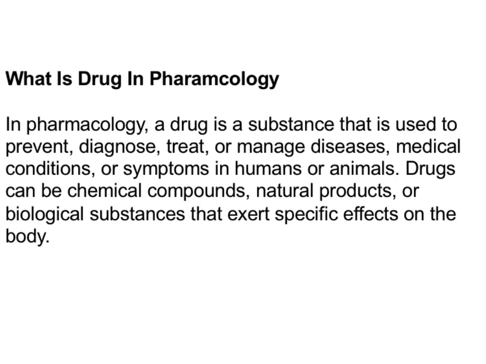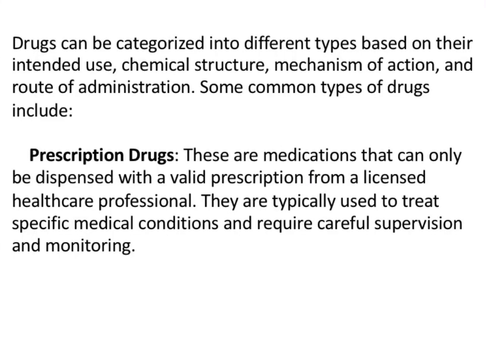What is a drug in pharmacology? A drug is a substance that's used to prevent, diagnose, treat, or manage diseases, medical conditions, or symptoms in humans or animals. Drugs can be chemical compounds, natural products, or biological substances that exert specific effects on the body. Drugs can be categorized into different types based on their intended use, chemical structure, mechanism of action, and route of administration. Some common types of drugs include prescription drugs.